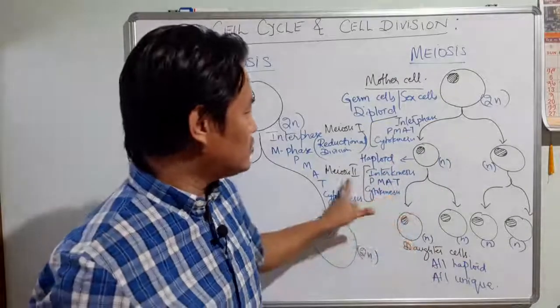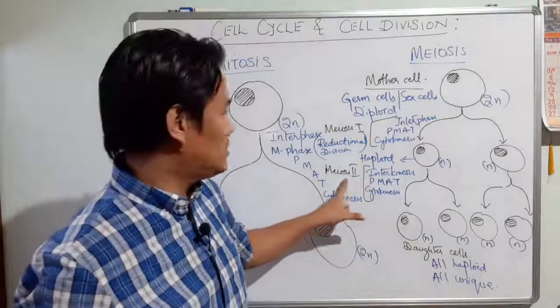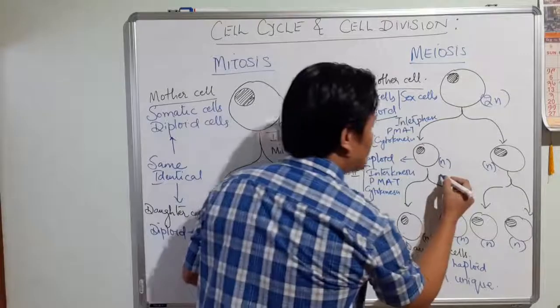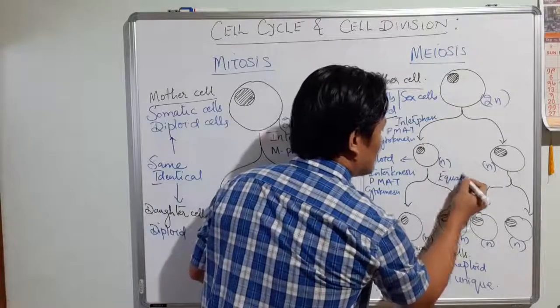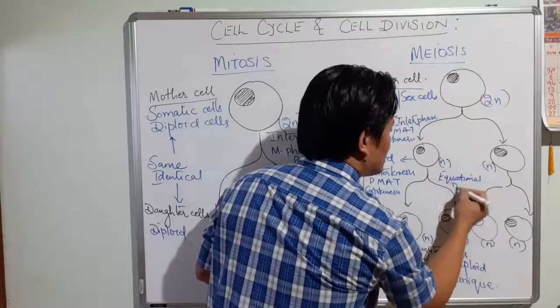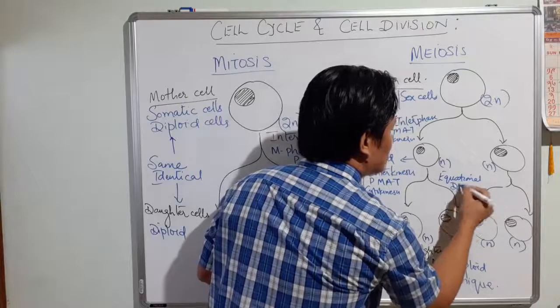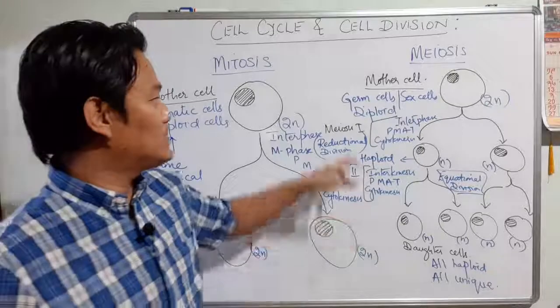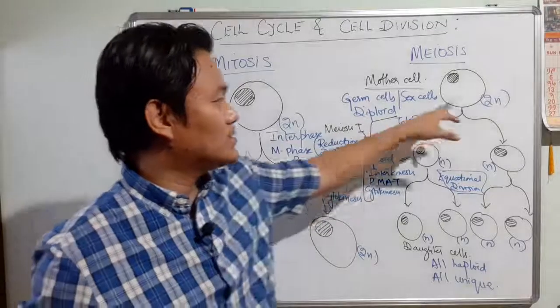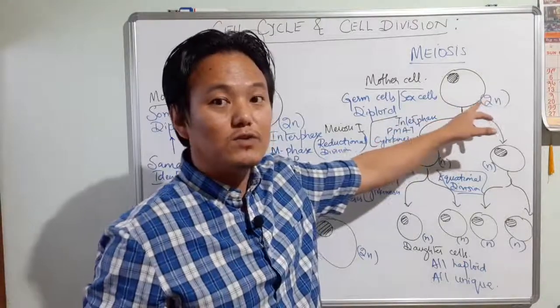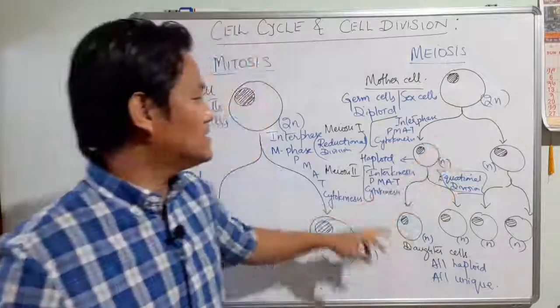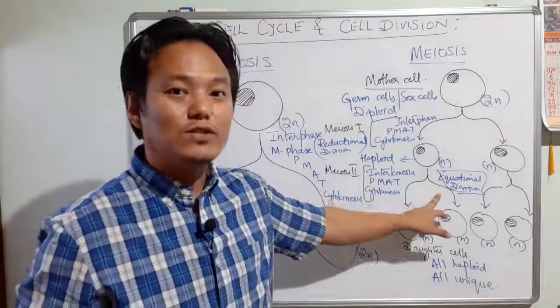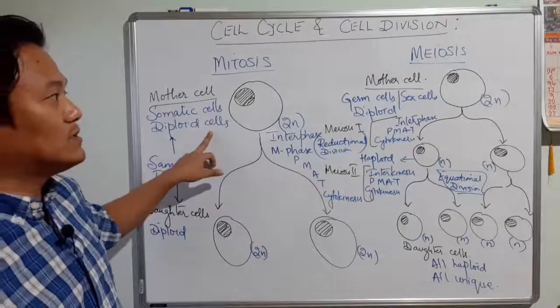It is called as equational division. Meiosis 1 is called as reductional division because the chromosome number is getting reduced from diploid to haploid, whereas meiosis 2 is called as equational division, just like mitosis.